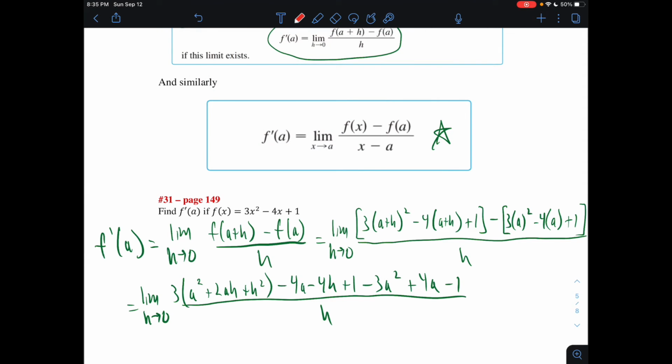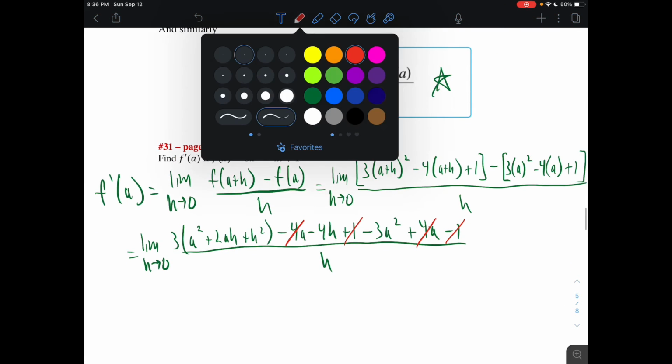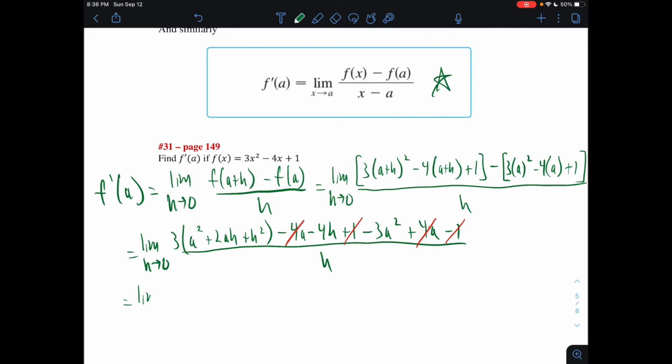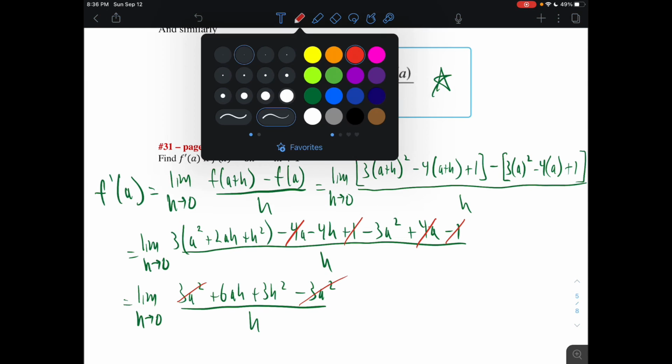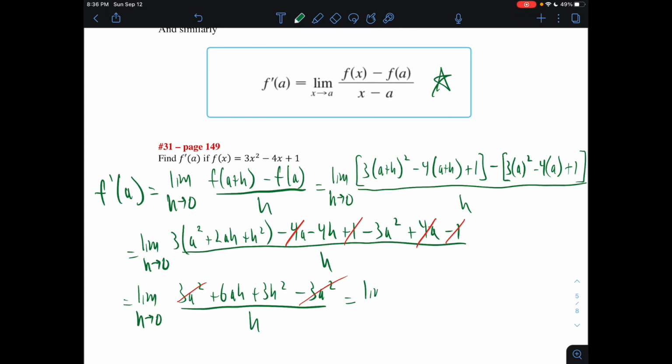Like we saw in the previous examples, we've got some things that will go away, like the negative 4a and the positive 4a, and the positive 1 and the negative 1. Let me distribute that 3. And we get 3a squared plus 6ah plus 3h squared minus 3a squared. And we see that we get a little bit more that will cancel out, the 3a squared. So we've simplified the numerator.